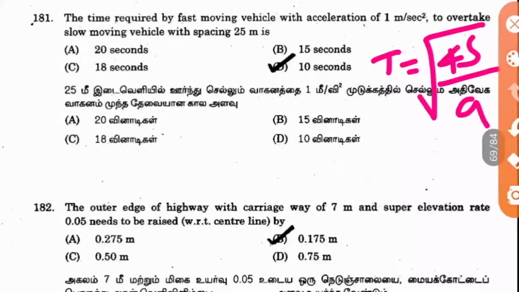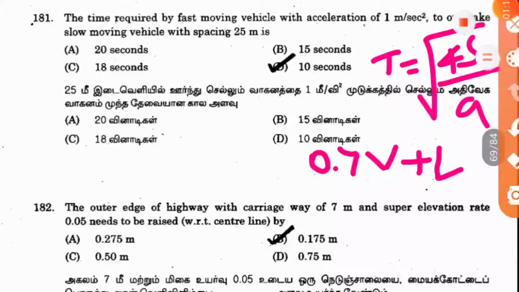Okay, in this question they have given the spacing as 25 meter, but in some questions they won't give the spacing value and they will be giving the velocity of the slow vehicle or the overtaking vehicle. Okay, so if that is the case, we have to find the s. So s will be equal to 0.7 v plus L. So v is the velocity of the slow vehicle plus L. L is the length of the base of the vehicle, which we will be taking as 6 meter normally. So we can find the s like that, and after that we can apply in the same formula. T is equal to root of 4s by A.